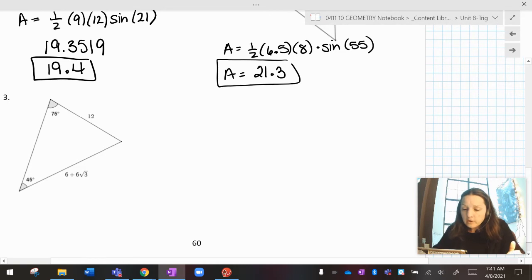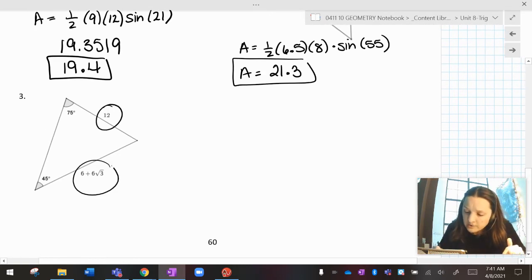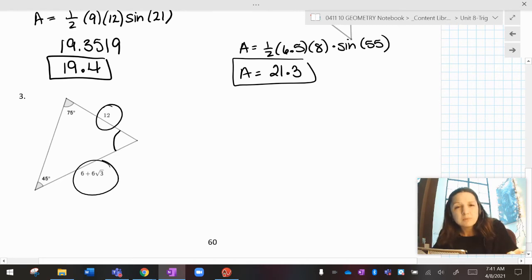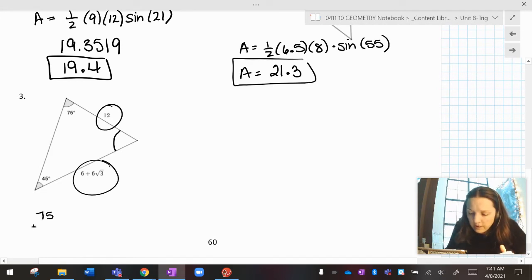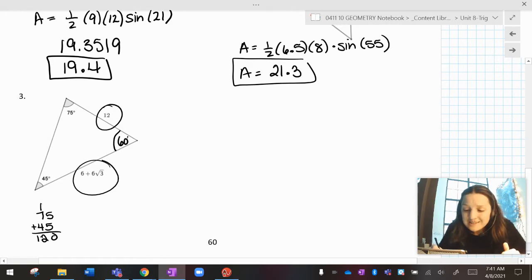And then the area of a triangle down here. Okay, so I have a side, I have another side, so I need the angle in between. Uh-oh. I don't have the angle in between. How am I going to get that? Well, wait a minute. I know that this is 75 and that's 45. So 75 plus 45, that's going to be 120, which means this is a 60-degree angle. Okay, now I have what I need.